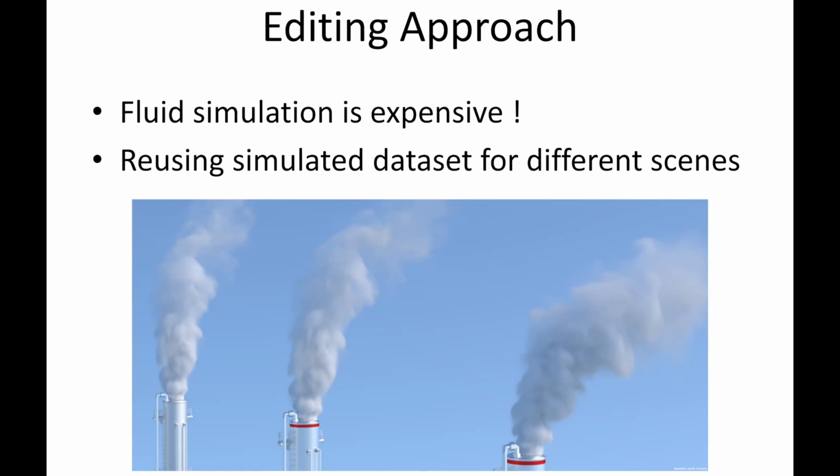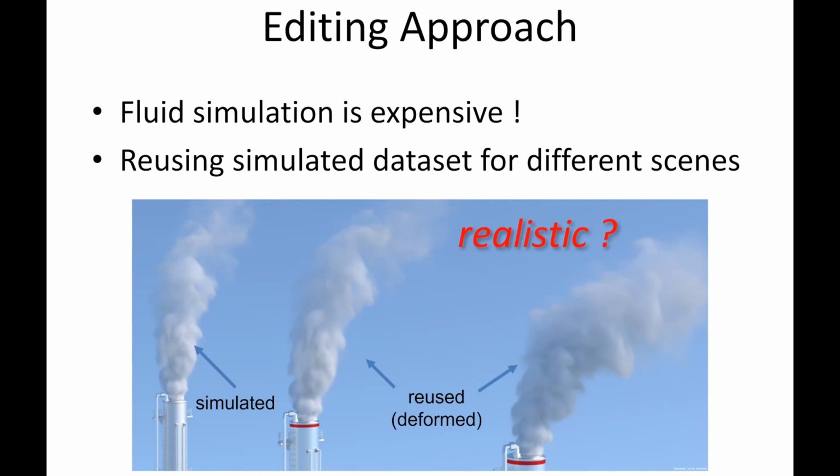We see 3 streaks of smoke rising from 3 chimneys. Among these, one is simulated by solving the Navier-Stokes equation, and the other 2 are generated by editing the simulated one. And the answer is like this. The leftmost one is simulated with the time-consuming simulation, and the other 2 are generated by deforming the leftmost one. This looks good, but the natural question is, are these deformed smoke realistic or not?